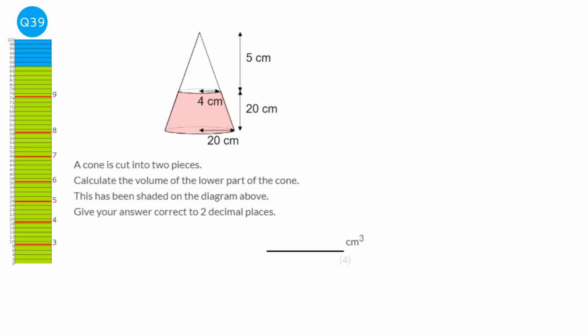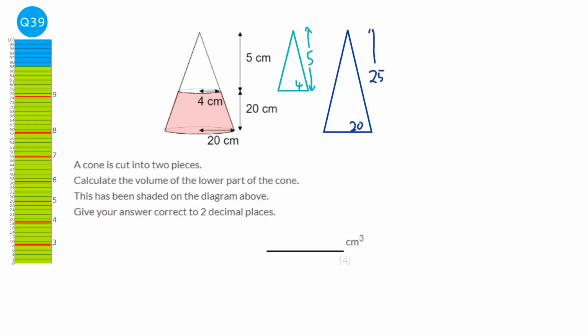So to find the shaded part of this diagram, we need to first of all work out the volume of the smaller cone, which is at the top, then work out the volume of the larger cone, which is the whole cone shown, and then take them away from each other. So the radius for the smaller cone is 4, and the height is 5. And the radius for the larger cone is 20, and the height is the 20 plus the 5, so it would be 25. So I'm just going to label them A and B. And so why don't we work out the volume for B first?